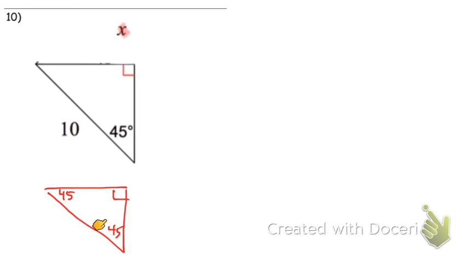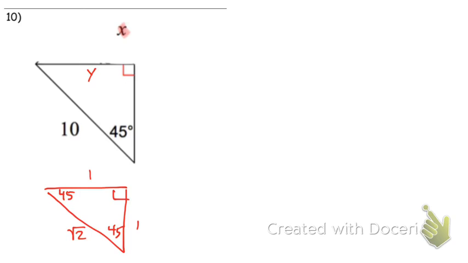So across from the 45 we always know is 1. Across from this 45 we also know is 1. And across from the 90 we know as radical 2. Okay, so let's set up a fraction. And again, our goal is to solve this side right here. So we'll call this side y. Okay, so we want to solve for y.